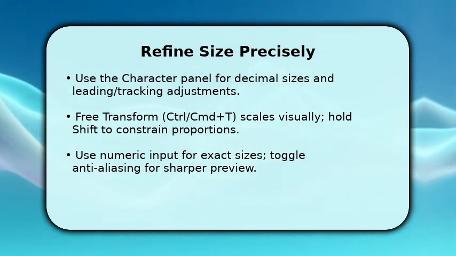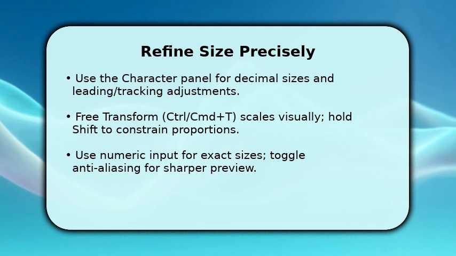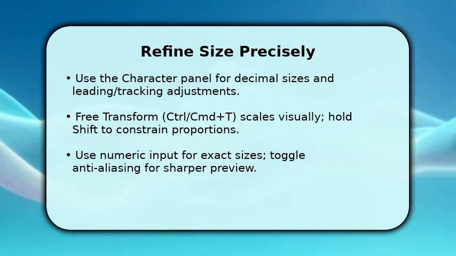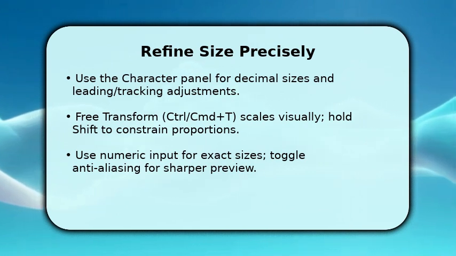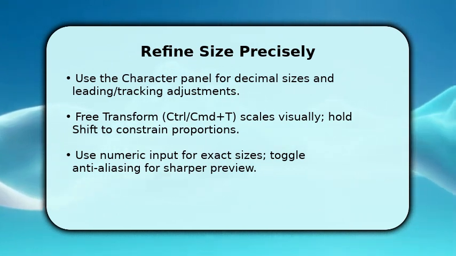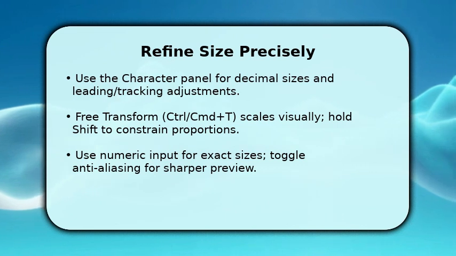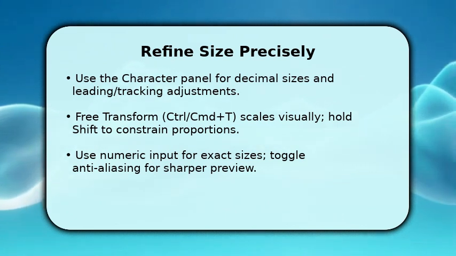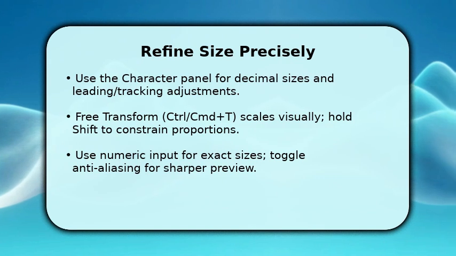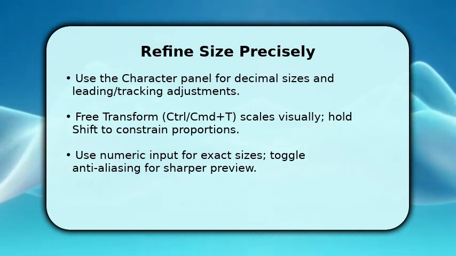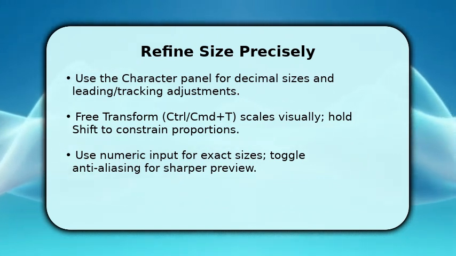If you prefer visual scaling, press Free Transform and drag a corner. Hold Shift to maintain proportions while you scale. Make small numeric changes in the size field for pixel-perfect control. Typed values give predictable output. Also toggle anti-aliasing modes in the options bar to preview sharpness, because smoothing affects perceived size and legibility on different displays.